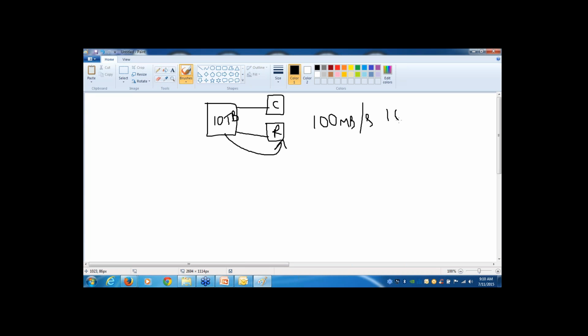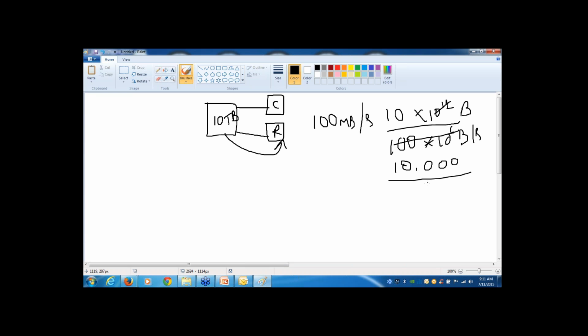So if you look at the 10 terabytes of data, that is 10 into 10 power 12 bytes, divided by 100 MB, which is 100 into 10 power 6 bytes per second. If you look at the calculation, we end up with 5 zeros, which means 10,000 seconds. So just to load the data into the RAM, it's going to take 10,000 seconds. Converting it into hours, we arrive at about 27 hours or so. That is just to load the data, and of course we need to include a few more minutes for running a program on it.